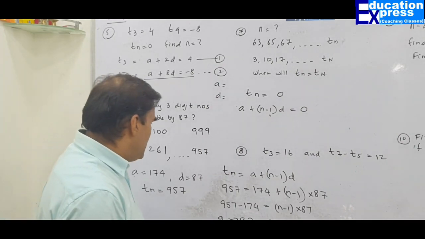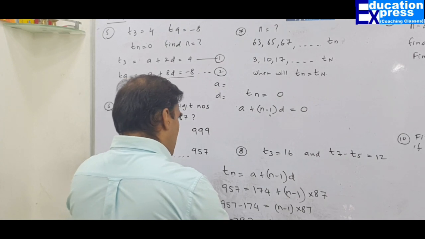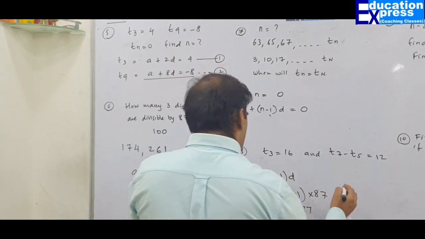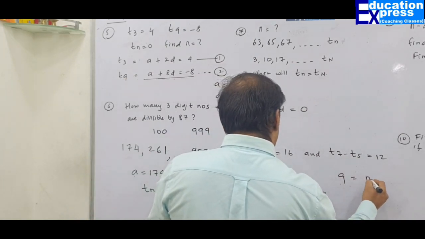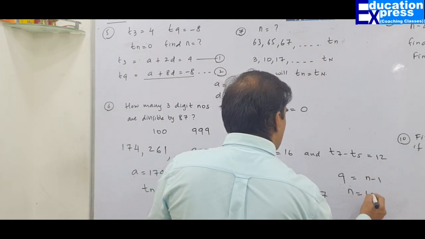How do we go about it? Now we can shift this to the other side. So 9 equals n minus 1, and n equals 10.